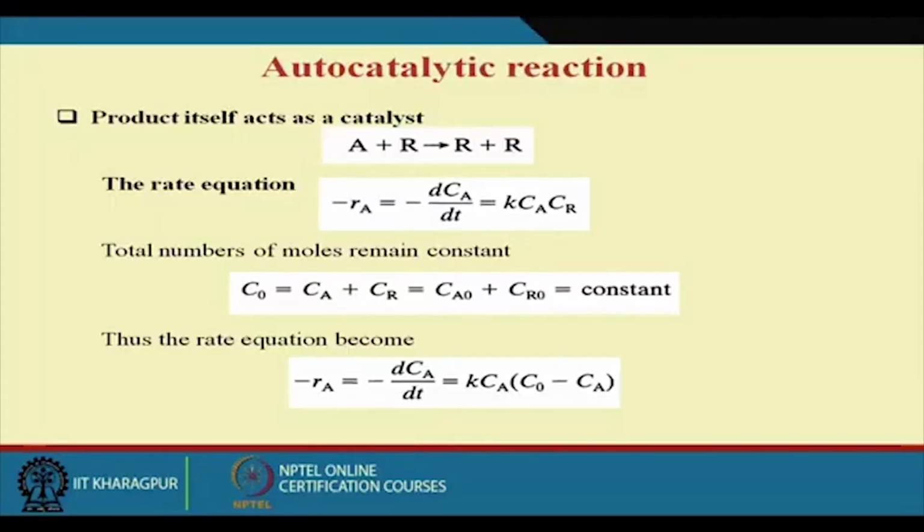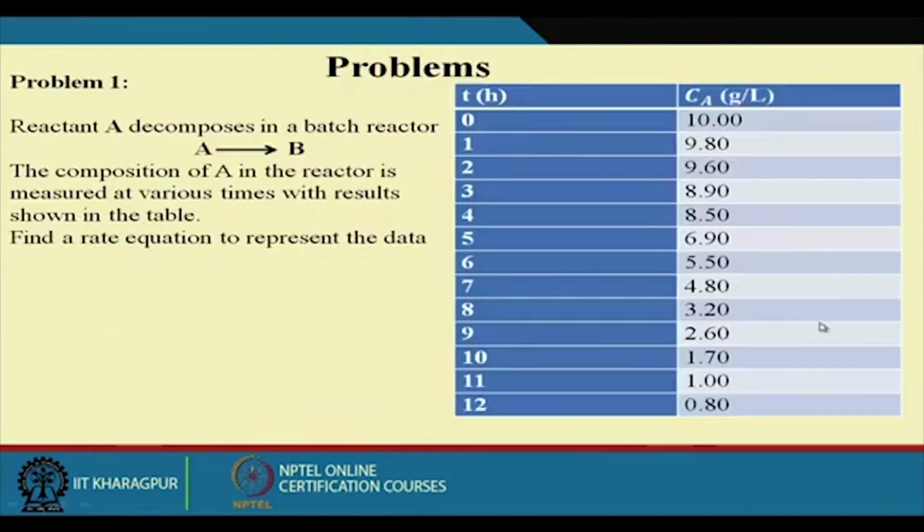Now if you have that kind of reaction, how can you express it? Ra equals minus dCA by dt equals K into Ca into Cr, and Ca0 plus Cr0 is the initial concentration, which is a constant, and the rate expression can be written like this. So this is how we can express the autocatalytic reaction. Now I am going to discuss some problems.